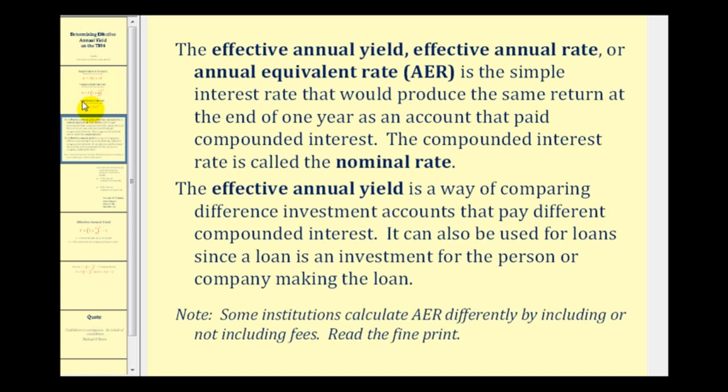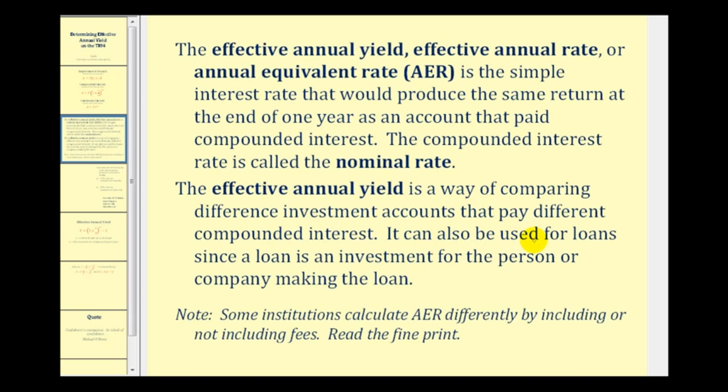The effective annual yield, also called the effective annual rate or annual equivalent rate, is the simple interest rate that would produce the same return at the end of 1 year as an account that paid compounded interest. And the compounded interest rate is called the nominal rate. The effective annual yield is a way of comparing different investment accounts that pay different compounded interest.